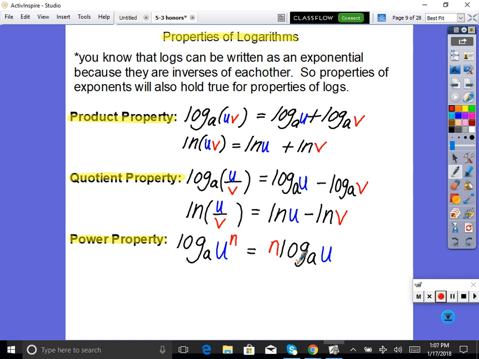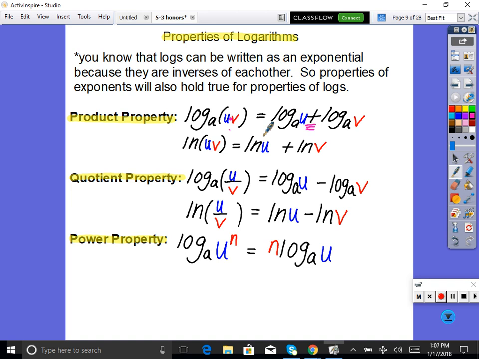So, everyone, are you listening, not talking? Properties of logarithms go hand in hand with properties of exponents because they're inverses of each other. So let's look at the product property of logs. If we have log to the base a of u times v, when you multiply, we can split this up with addition. We can do log to the base a of u plus log to the base a of v. And that also works for ln, natural log, same property of logs.